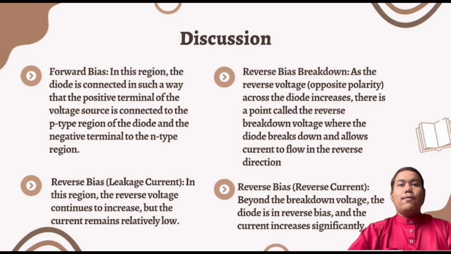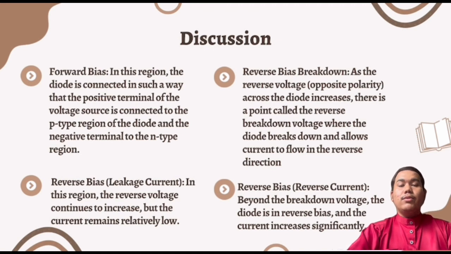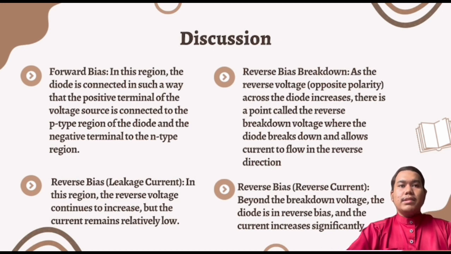First, I want to talk about forward bias in the graph. In this region, the diode is connected in such a way that the positive terminal of the voltage source is connected to the P-type region of the diode and the negative terminal to the N-type region. Initially, as the voltage increases, the current remains very low until it reaches a certain threshold known as the forward voltage drop. Once the forward voltage exceeds this threshold, the current starts to increase rapidly. The IV characteristic curve in this region is relatively steep.